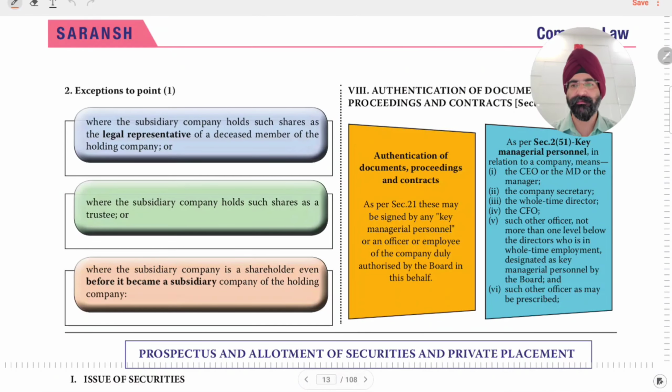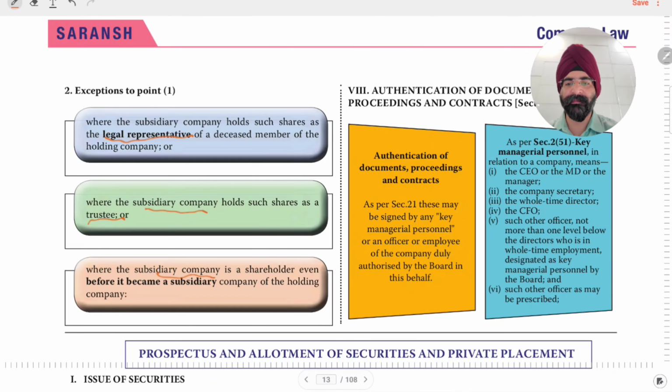Here the exceptions are where the subsidiary company holds such shares as a legal representative of a deceased member of the holding company. So it is holding in a special capacity, and then it is allowed. Or where the subsidiary company holds such shares as a trustee. Trustee means holding on behalf of a beneficiary, so this is also a special case. It is holding in a special capacity.